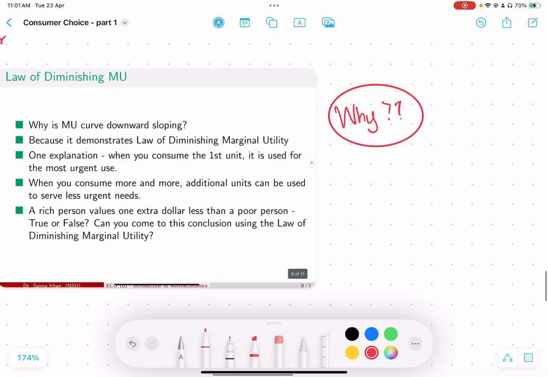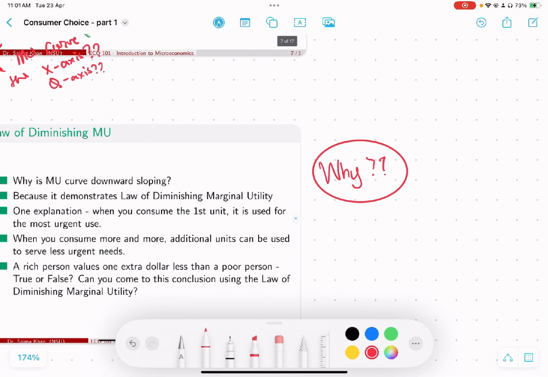So in today's video, we are going to focus on the law of diminishing marginal utility. But before we get into that, I remember that somebody had asked me the question, how can MU become negative? And the answer to this is quite simple.